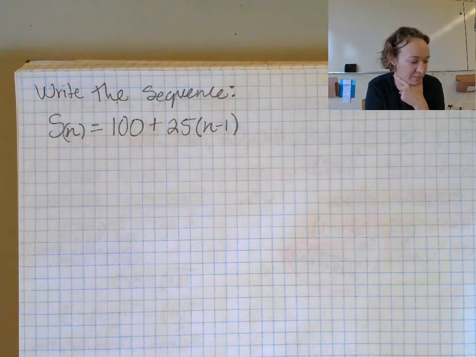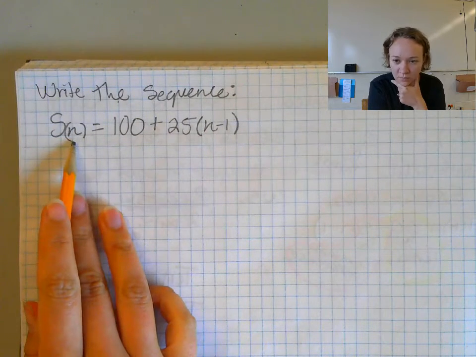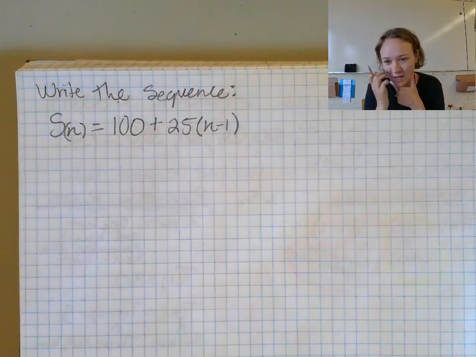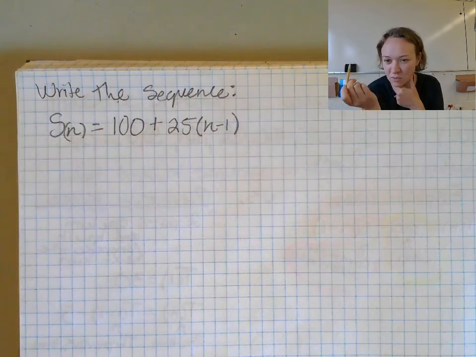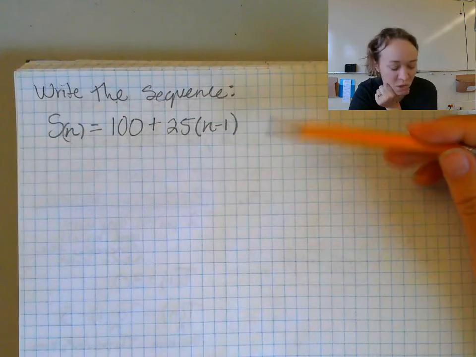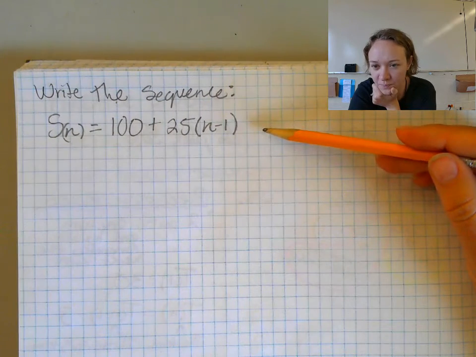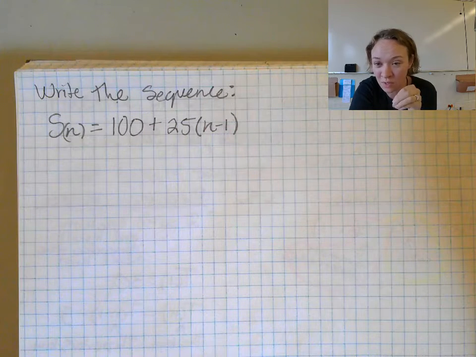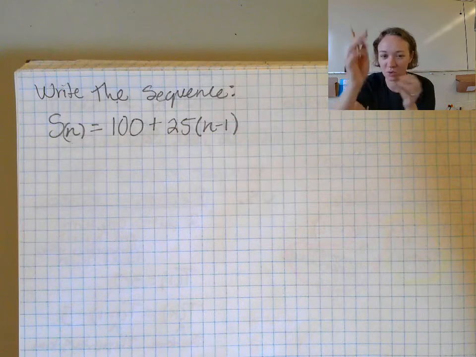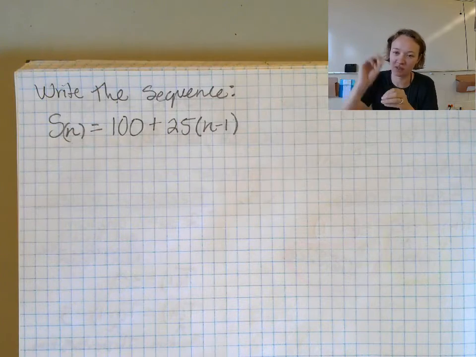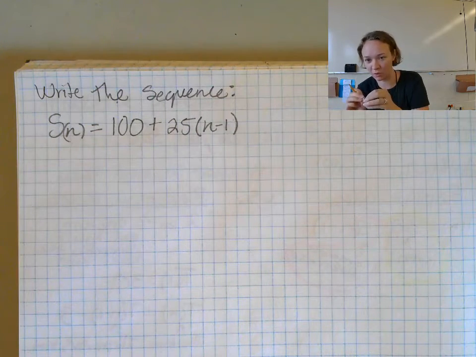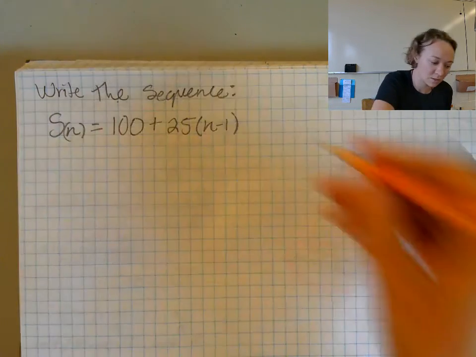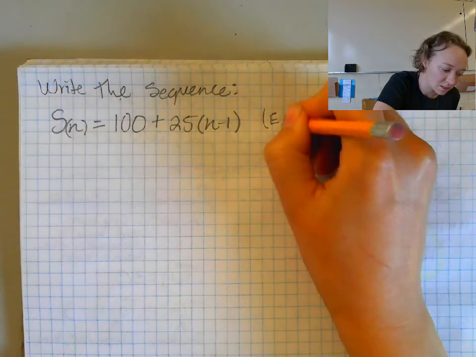All right, so I'm giving you a rule. I want you to write the sequence for this. First of all, is this an explicit rule or a recursive rule? Hopefully you agree this is an explicit rule because it doesn't have the two different parts, right? I didn't define the first term and give you how it grows. I gave it to you all at once. So this is an explicit rule.